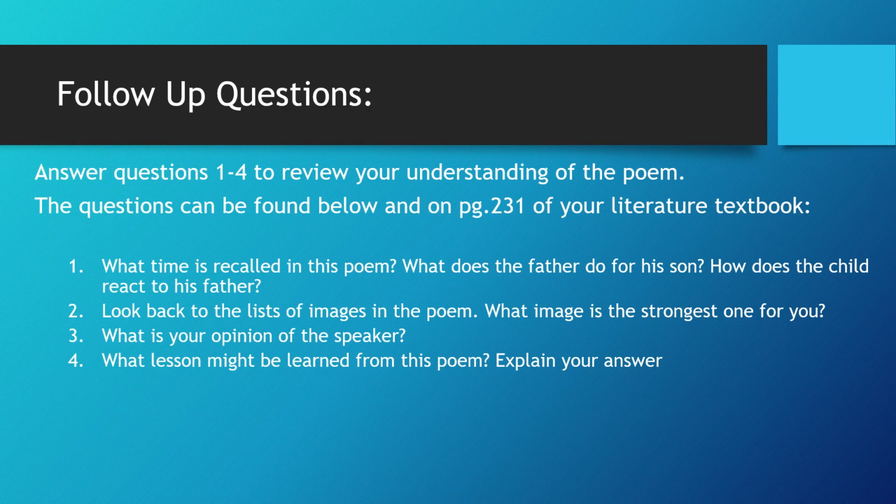So 1, what time is recalled in this poem, meaning what moment in his life? What does the father do for his son? And how does the child react to his father, the child being the speaker here? Number 2, look back to the list of images in the poem. So all those moments of imagery that we underlined. What image is strongest for you? What stands out the most?